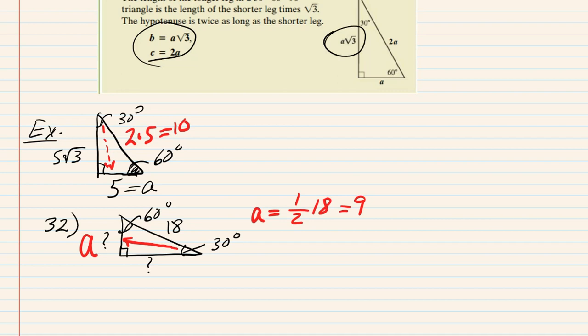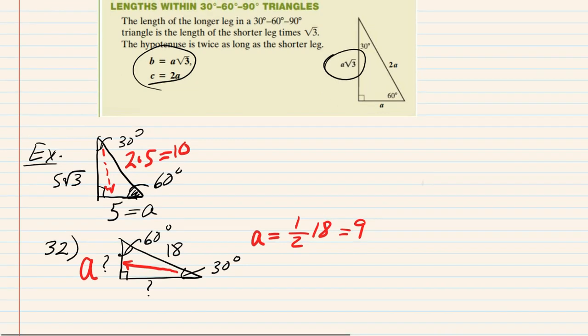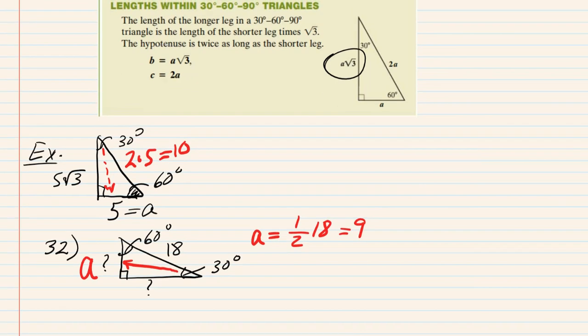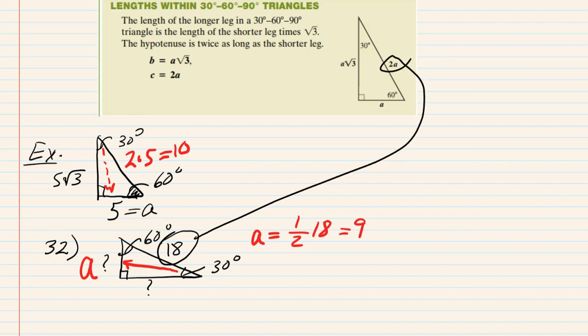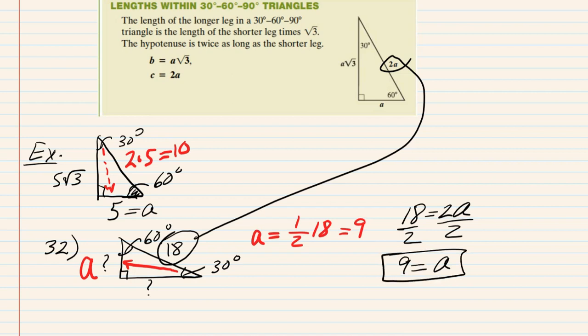Okay, or what we can do is this. Let me remove these. What I can do is this. Match 18 against the hypotenuse, right? So 18 should equal 2A, and solve the equation. Divide by 2, we get A is 9. So however you do it, A turns out to be 9. A is the shortest side.